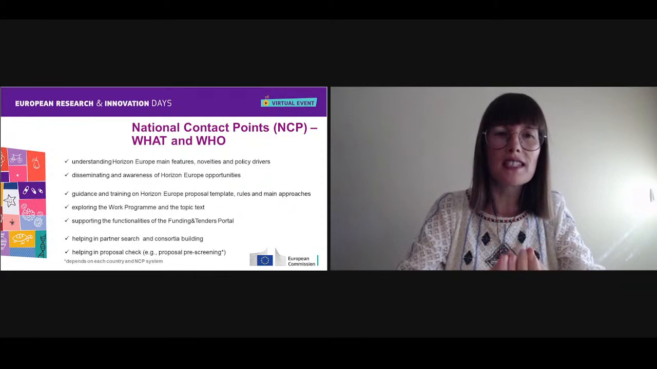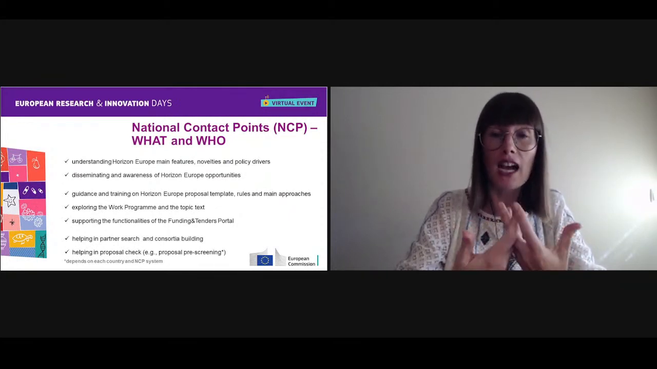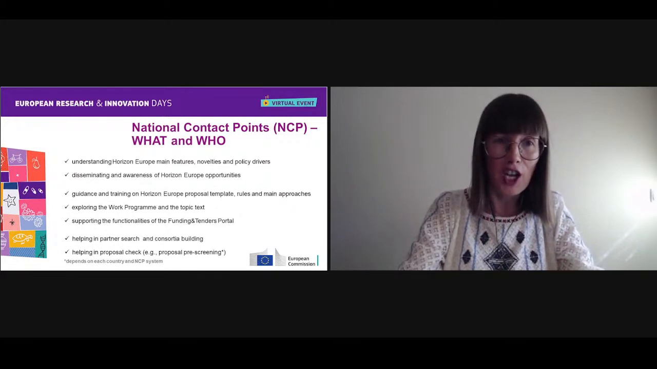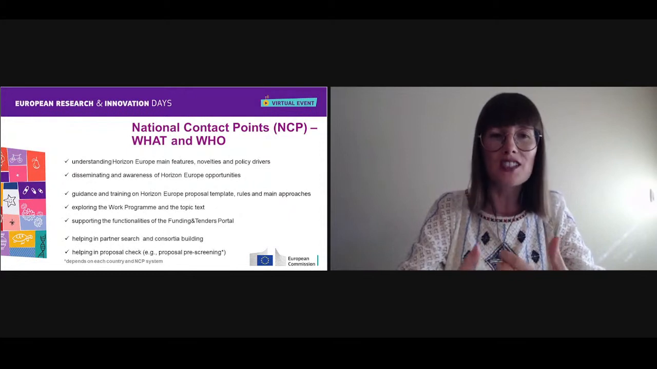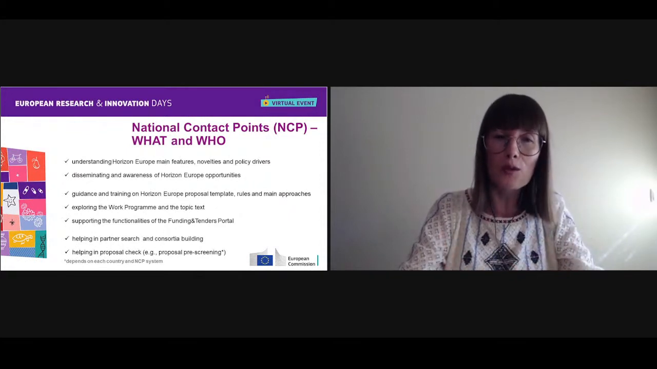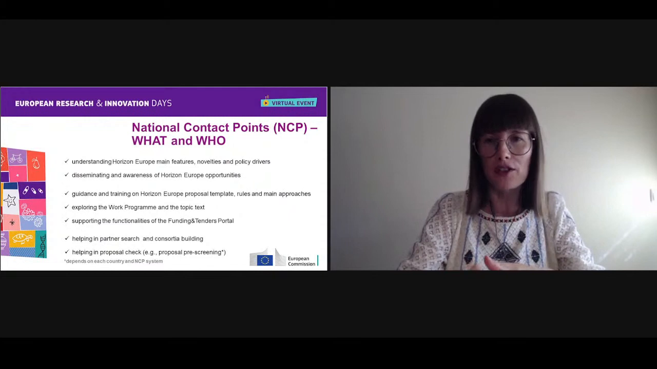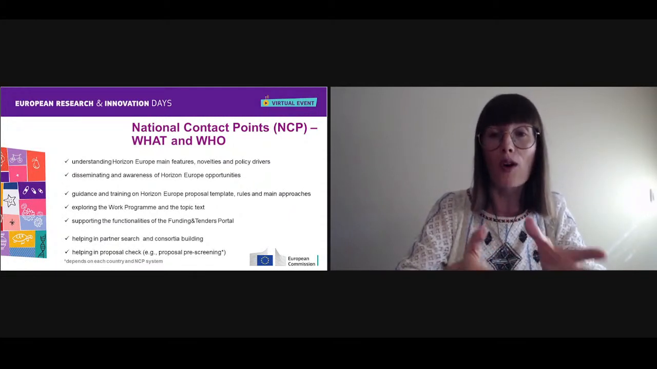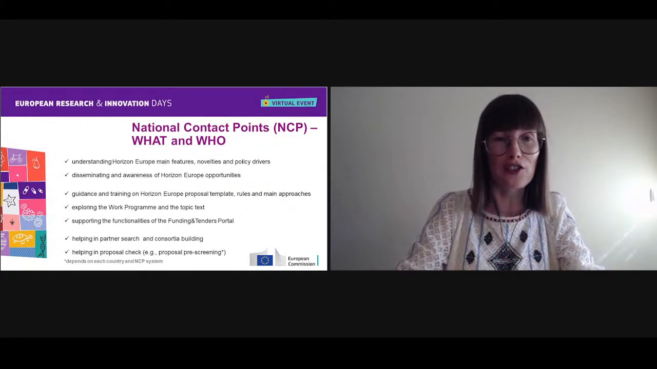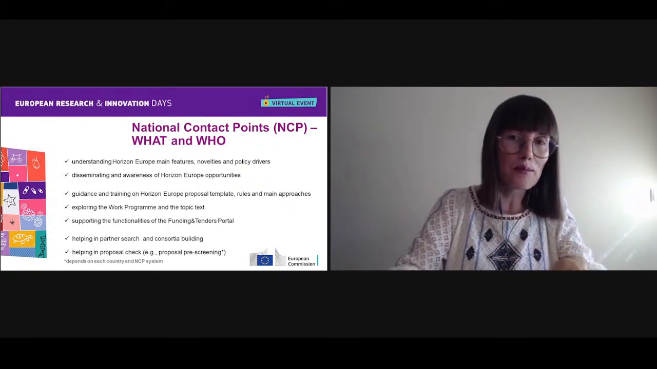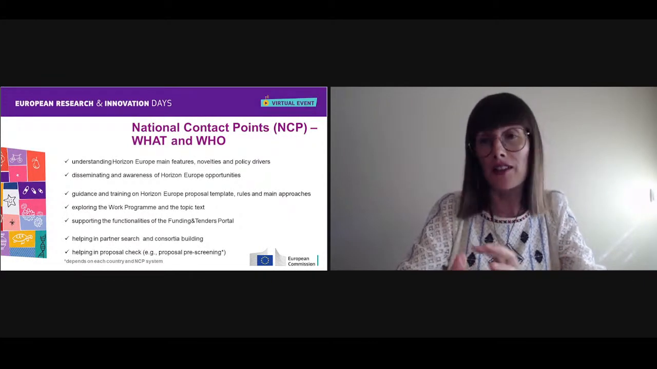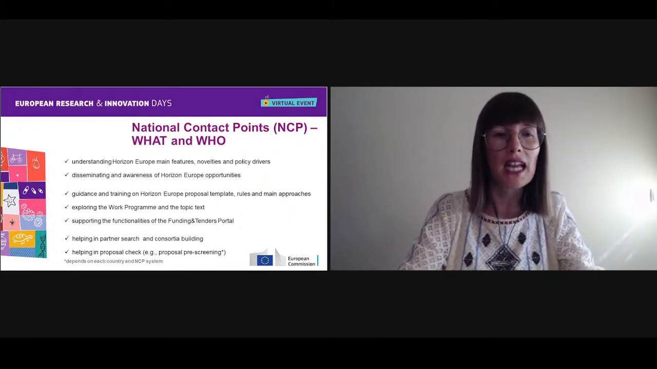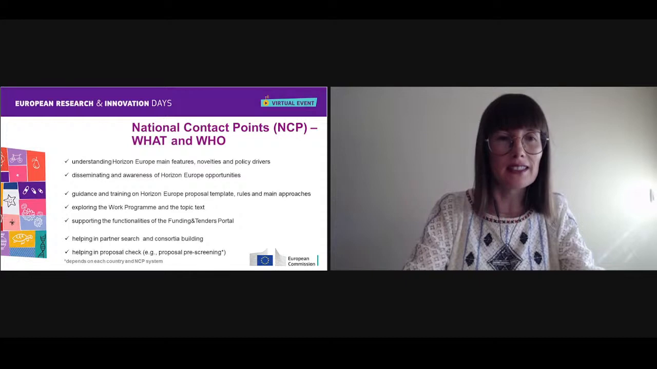So we have to understand the main features of Horizon Europe. We have to deliver and digest the main information. We have to disseminate, raise awareness, guide and train, explore the work program, support the main functionalities of the Funding and Tenders portal, and also help with partnership and cooperation. Of course, some countries have this and others don't. It depends on the NCP system, the help on the proposal check.